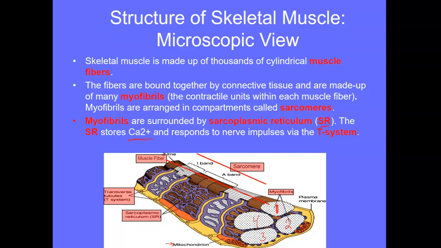The myofibrils are each one of these little tiny elements, the fibril. We call them fibrils. Don't worry, there's fibril and fibers. Fibrils are the individual units here that are made up of repeating units of actin and myosin. All right, so here are myofibrils. They're bound together by connective tissue.